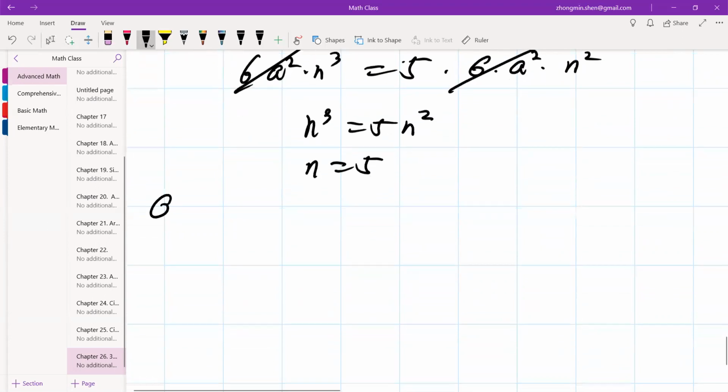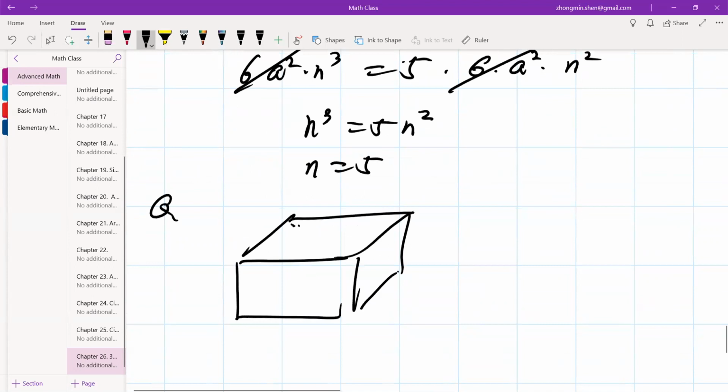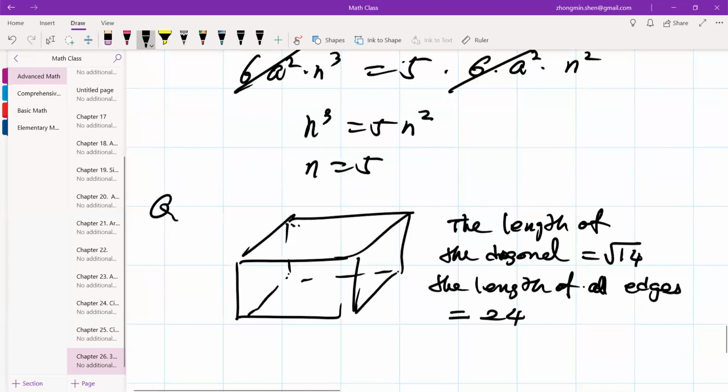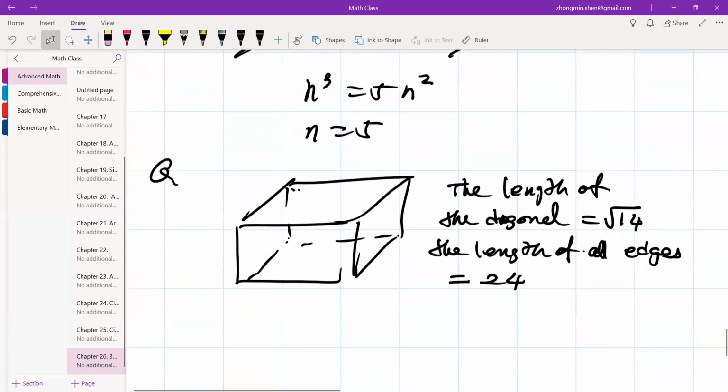Okay. Another question is, if you have a rectangular prism, you have all the edges here. We know that the length of the diagonal is going to be square root of 14. And we also know that the length of all edges is going to be 24. Can you determine the surface area?